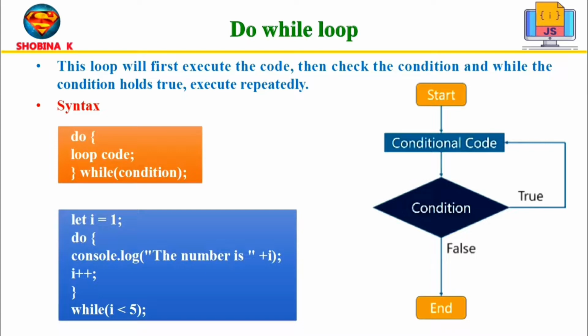Here is the syntax for do while loop. This loop executes the code block once before checking if the condition is true. Then it will repeat the loop as long as the condition holds true.